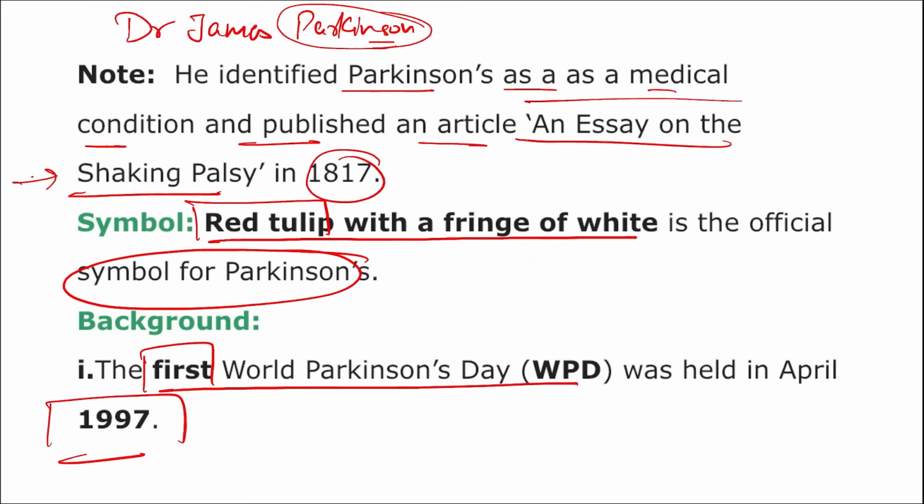Remember, Parkinson's is a neurological condition that affects your brain's ability to produce dopamine, a crucial chemical that is required for movement control and also happiness. And there is no cure for Parkinson's as of now. So friends, these were your important current affairs.